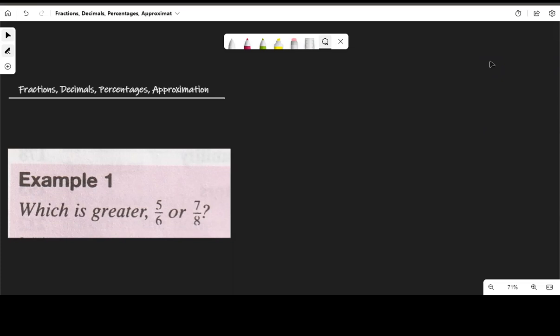Welcome to this first revision class, WAEC. For those people that are preparing for WAEC, this will be of great help to you. So we are starting the revision with fractions, decimals, percentages, and approximation. I'm using the new general mathematics for SS3.